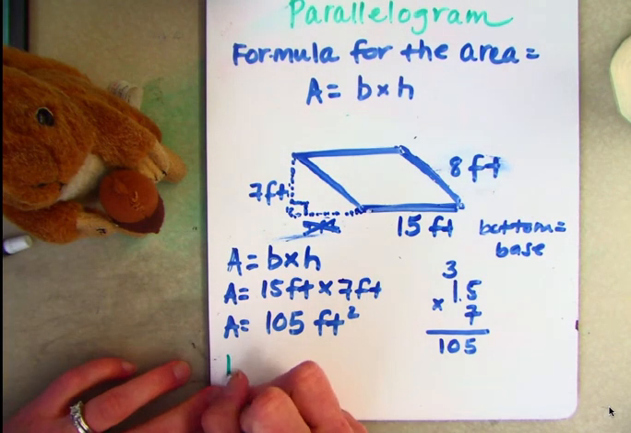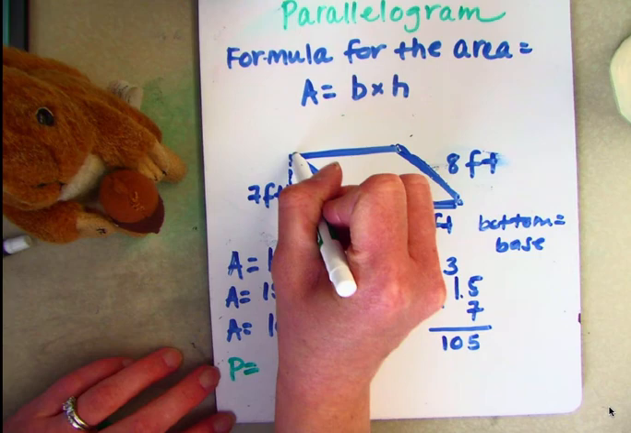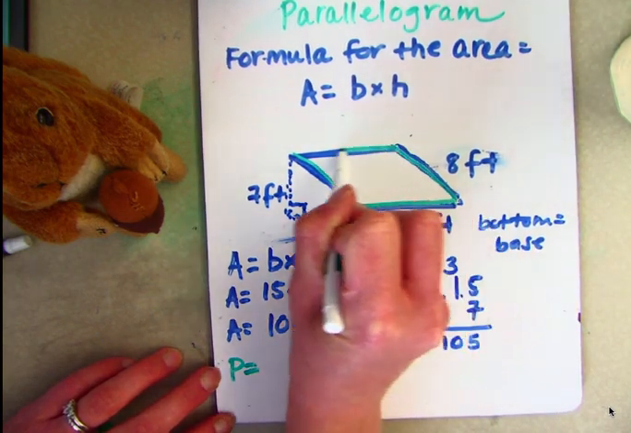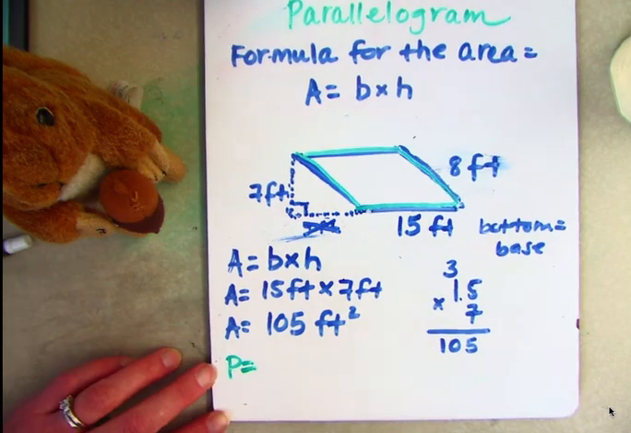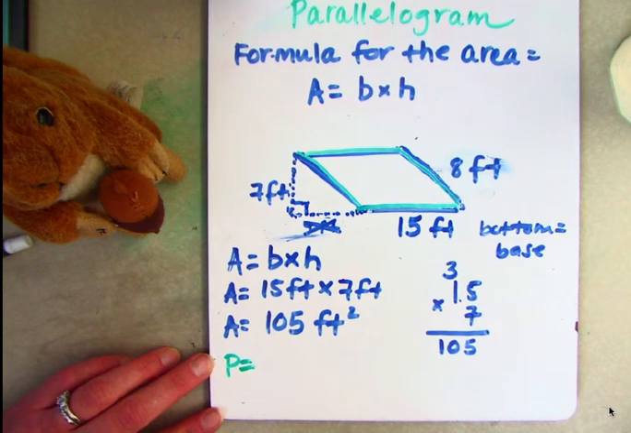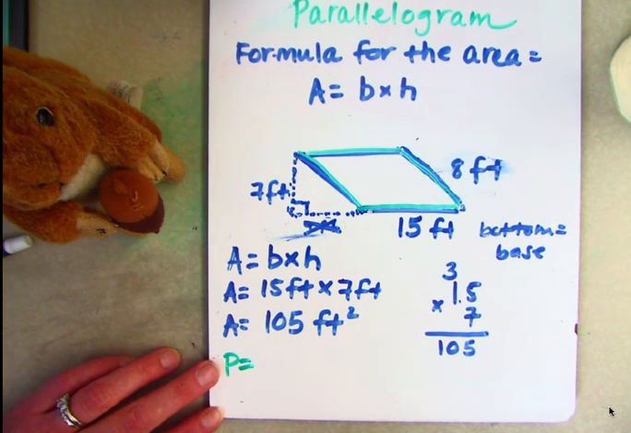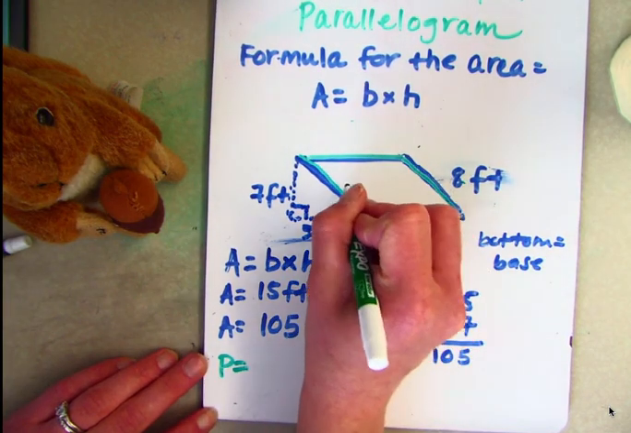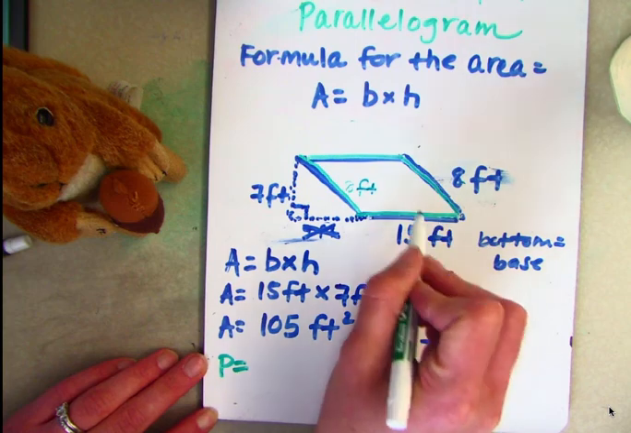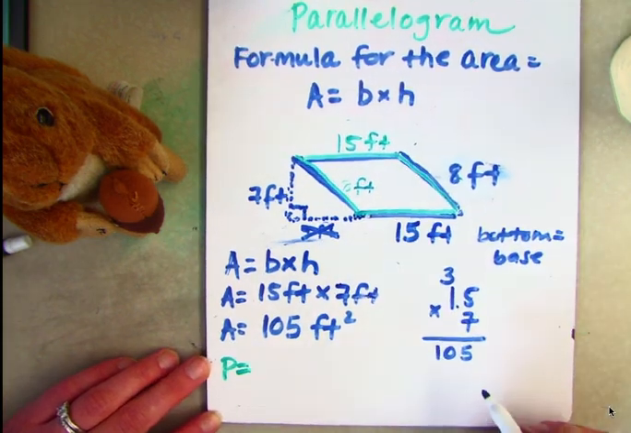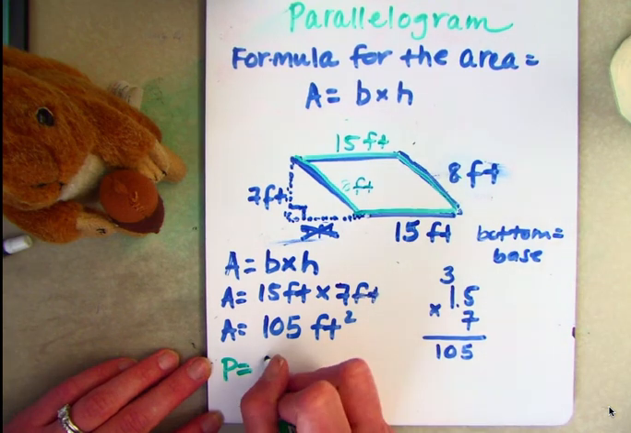Perimeter, remember, is the distance around the outside. We are not including the height. We're not including this little extension right here because that's not part of the actual parallelogram. If you were to actually count that, that would no longer be a parallelogram. It would be more like a trapezoid, and we're not looking for a trapezoid. So our perimeter, we have 8, which means that this side is also going to be 8 feet, and the opposite of the bottom is the top, and that's going to be 15 feet. So let's add those 4 sides together.